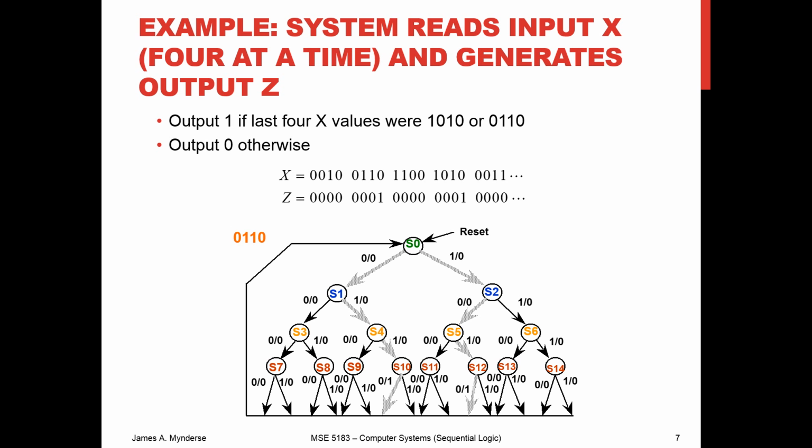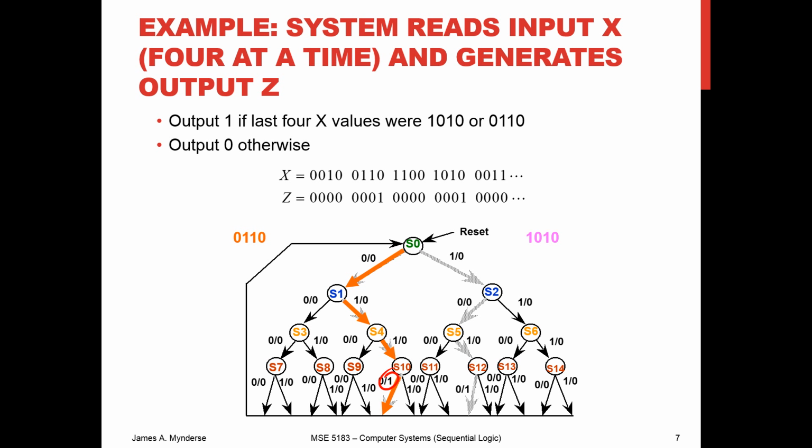If we get a 0, 1, 1, 0, then you can see that the first one is a 0. We'll go to the left. The second one's a 1. We'll go to the right. We'll go to the right again. We'll go to the left again. And the output is a 1. There's my output 1 there.